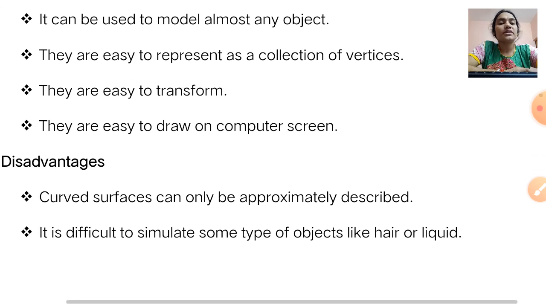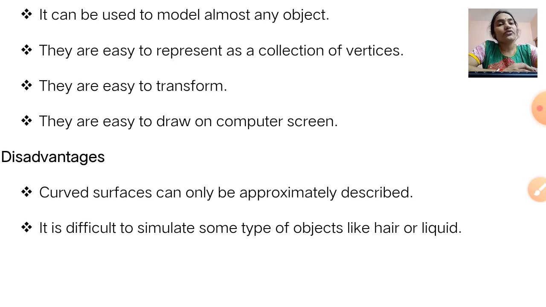And what are the disadvantages? Curved surfaces can only be approximately described, not exactly described. This point, remember, it is difficult to simulate some types of objects like hair or liquid. These types of objects can be difficult to design or simulate.